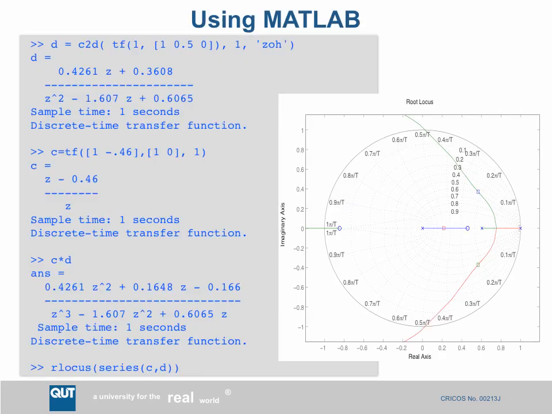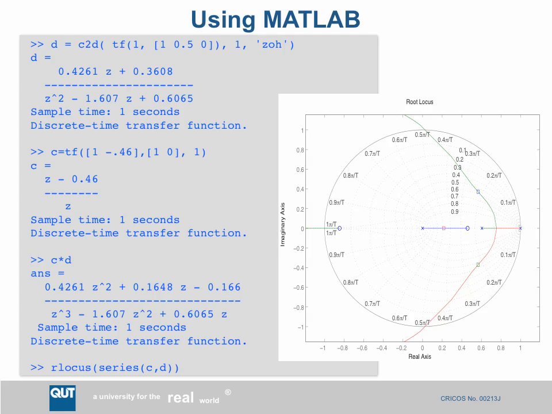All right, to do all this in MATLAB is pretty straightforward. Here I have discretized it, assuming that there is a zero order hold present, sample time of 1 second. I have passed the continuous time system generated by TF into the function c2d. You can see the discretization. I've also created a transfer function for my compensator, which you can see there. I've called that C for compensator. D is the discrete time version of my plant.